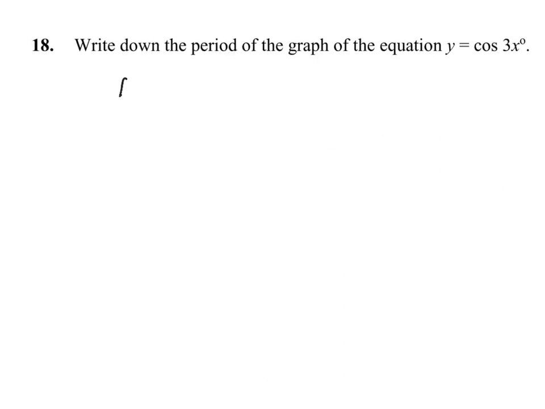So the period of this function, well, it's the cosine. Now the period of the cosine function is normally 360 degrees, but this one has a 3 here. That means there are 3 cycles between 0 and 360 degrees, and that each cycle then lasts for 120 degrees.